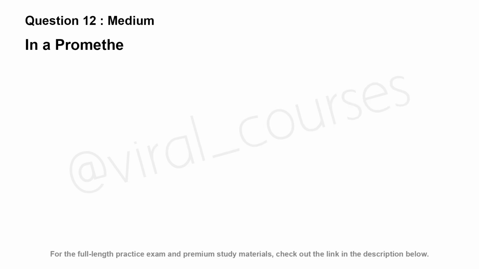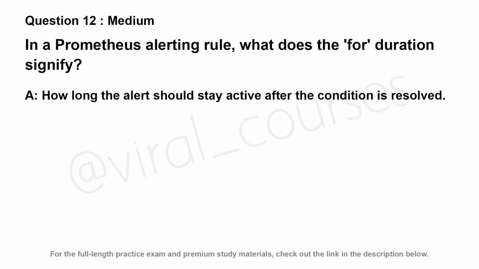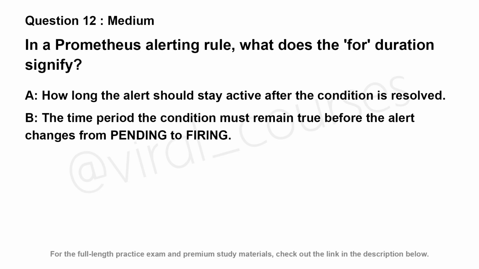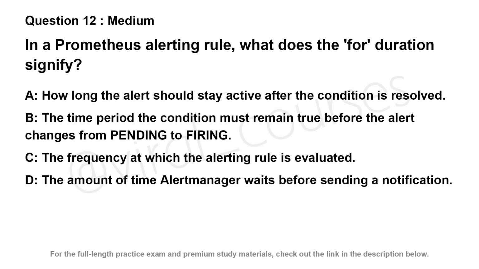In a Prometheus alerting rule, what does the for duration signify? Option A, how long the alert should stay active after the condition is resolved. Option B, the time period the condition must remain true before the alert changes from pending to firing. Option C, the frequency at which the alerting rule is evaluated. Option D, the amount of time Alertmanager waits before sending a notification.